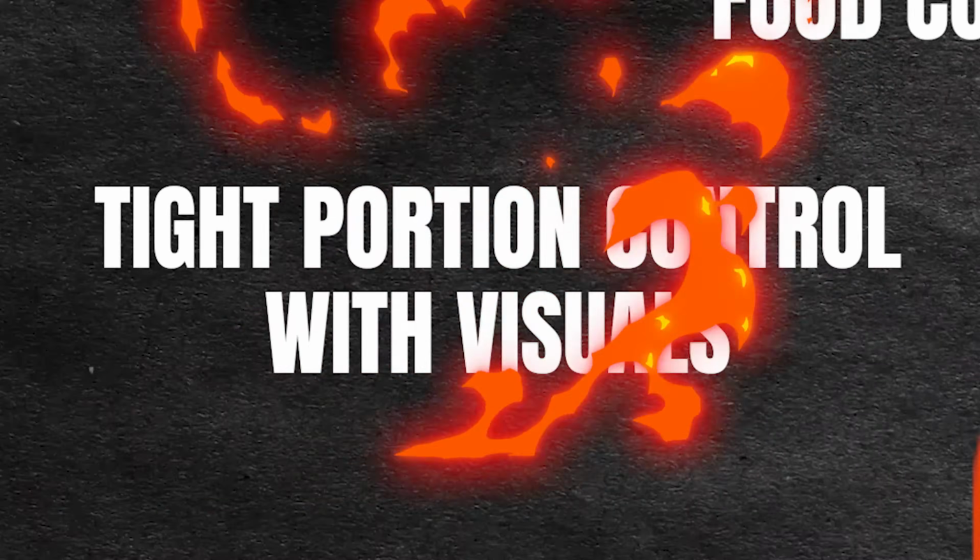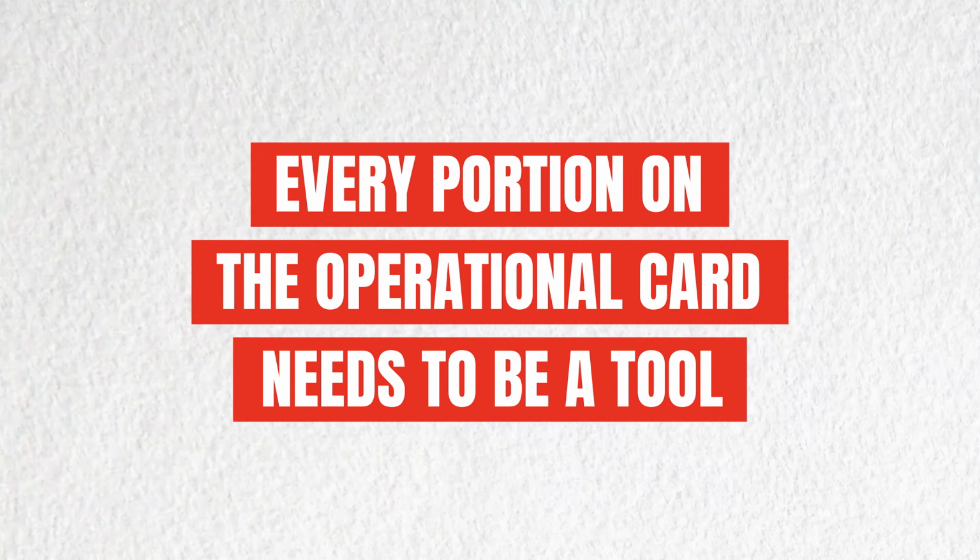Number 2, tight portion control with visuals. You gotta have tighter portions and visually be aware of what those tight portions are. Can't be a handful or a skosh or a pinch or a dash. Get those words out of your vernacular. Every portion on the operational card needs to be a tool, a slice, a cup, a finite measurement.